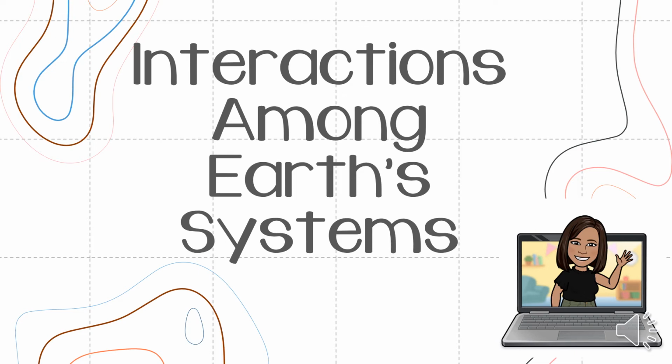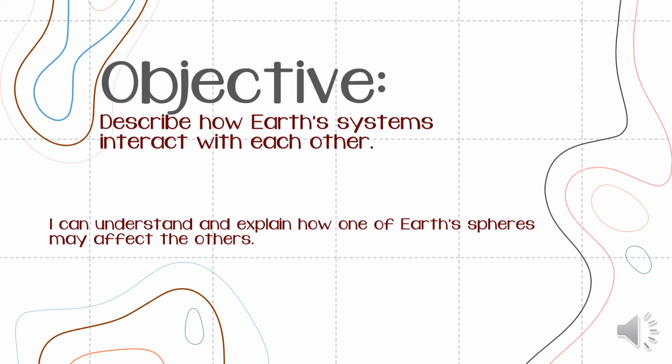Welcome, fifth graders, to this week's science class. We are going to learn about interactions among Earth systems. Our objective is to describe how Earth systems interact with each other. By the end of this lesson, we will be able to understand and explain how one of Earth's spheres may affect the others.